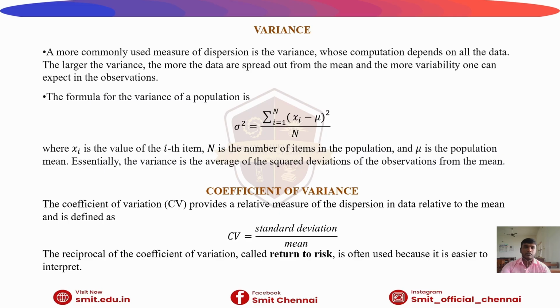Coefficient of variation provides a relative measure of the dispersion in data relative to the mean and is defined as coefficient of variation equals standard deviation divided by mean. The reciprocal of the coefficient of variation, called return to risk, is often used because it is easier to interpret.